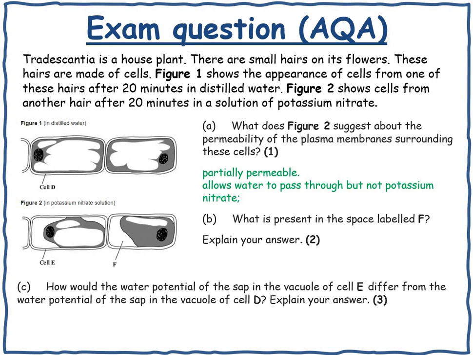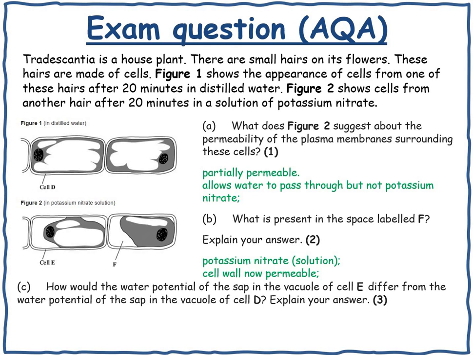What is present in the space labelled F? Explain your answer. Well, when it starts to become plasmolysed, the external solution starts to fill the space, so it will be potassium nitrate because the cell wall is permeable. It's just the cell membrane that's only partially permeable.